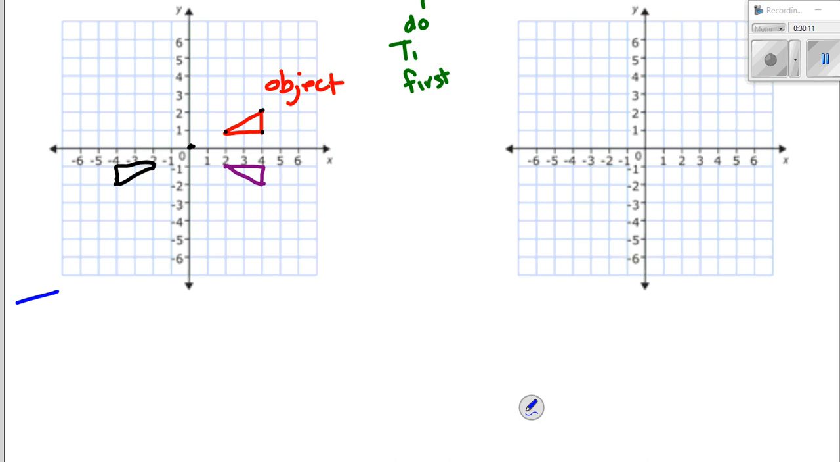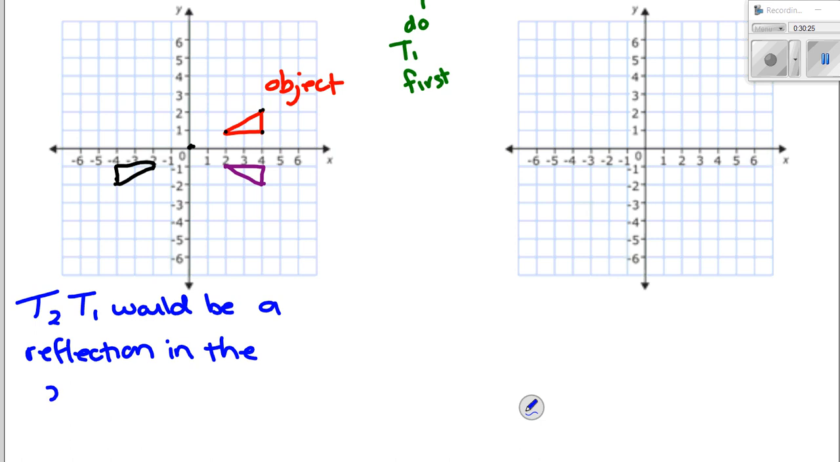So we can write T2, T1 would be, or is, a reflection in the x-axis. So going from the object to the purple image. Yeah, I want to draw the purple image. That's the image, or the final image. Lovely.